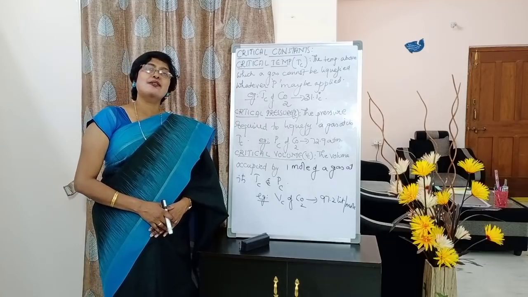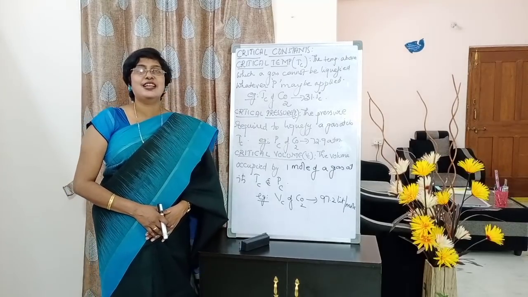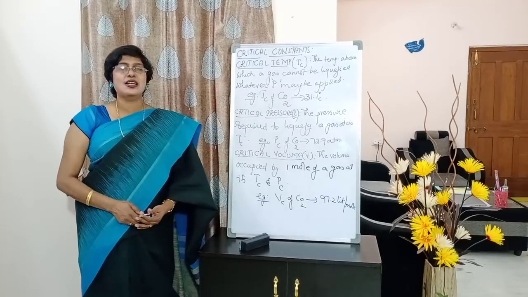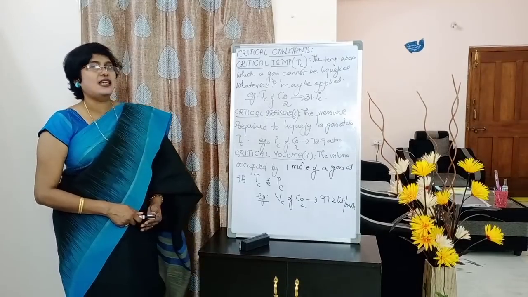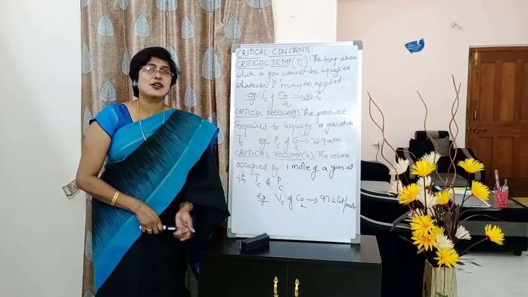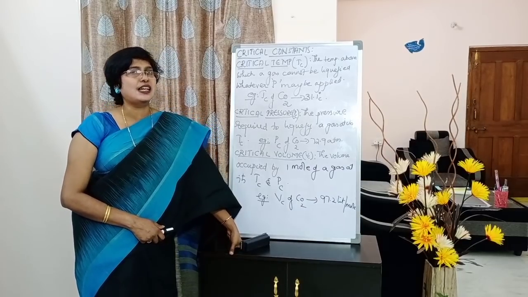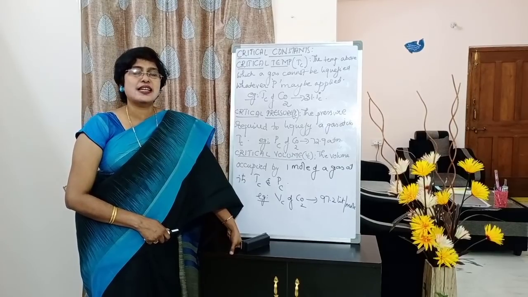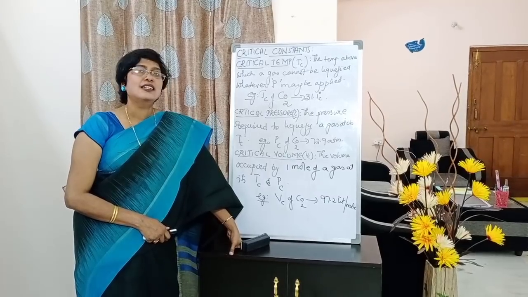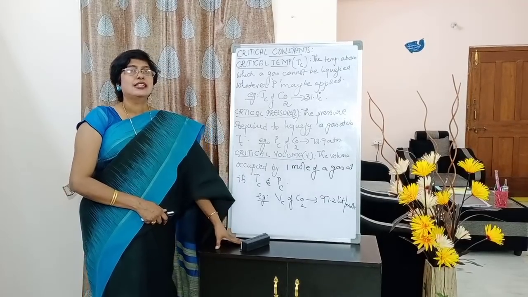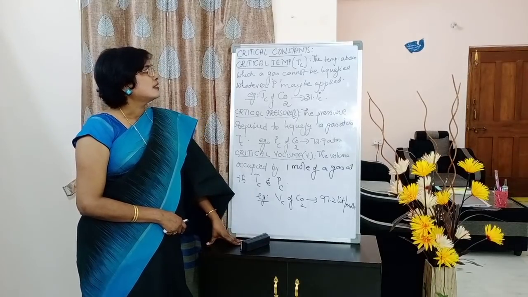Students, do you remember van der Waals constants? What are they? Small letters a and b. Very good. But these are critical constants. TC, PC and VC are called critical constants. Now, let us learn the definitions of all the 3 critical constants. First one, put the side heading critical temperature, brackets TC.